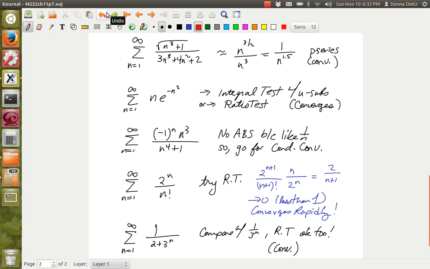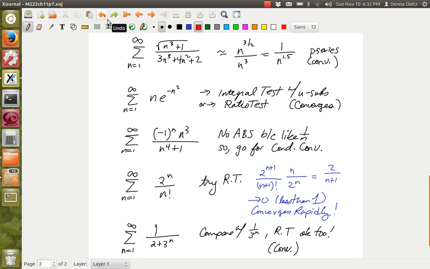Okay. Next one, 2 to the n over n factorial. Well, if you remember my little lineup, n factorial is going to win over 2 to the n. So that's good to go. But let's figure out what we're going to use to prove that. You think, okay, we can try the ratio test. Yeah, it goes to 0.